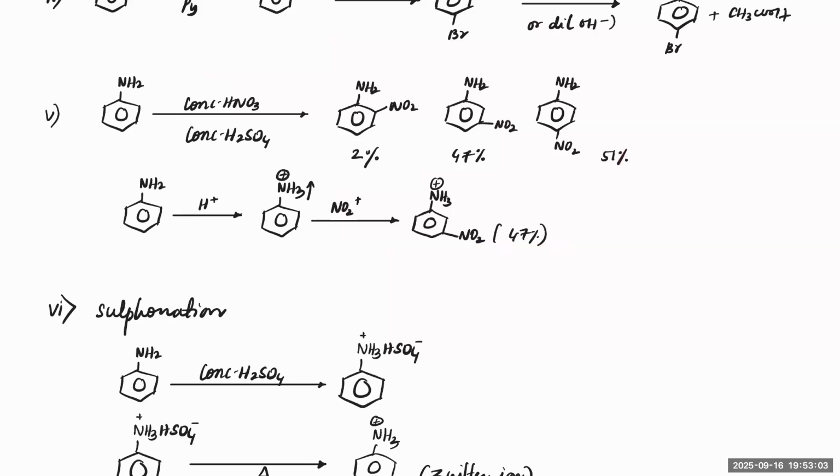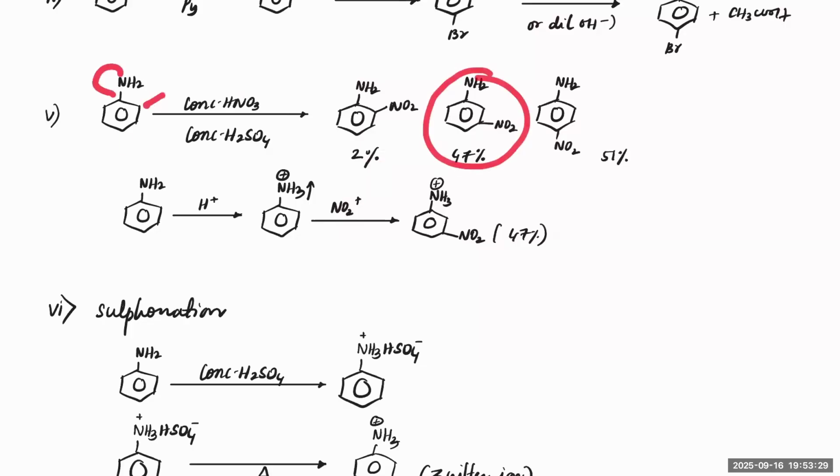See, if it comes to aniline with concentrated HNO3 and concentrated H2SO4, you can get nitro on ortho, meta, or para positions. At para position, you will have around 51 percent, meta around 47, and ortho you'll have only 2 percent. How come meta is coming?